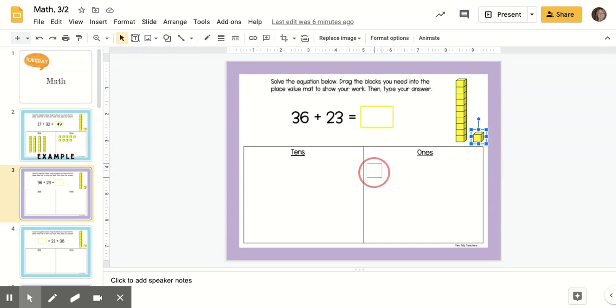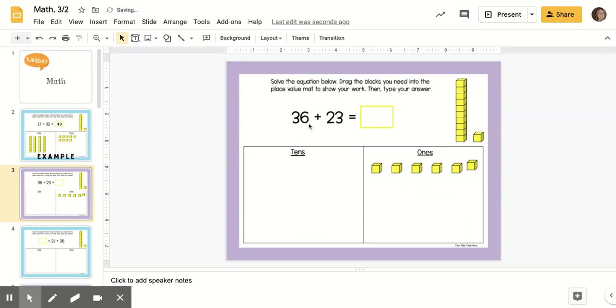I'm going to go 1, 2, 3, 4, 5, 6. Okay, so I have 6 single cubes for my first addend because there's a 6 in the ones place value. Now I'm going to look at my second addend, and I see there's a 3 in the second addend, so I'm going to drag over 3 single cubes for the 3 ones.